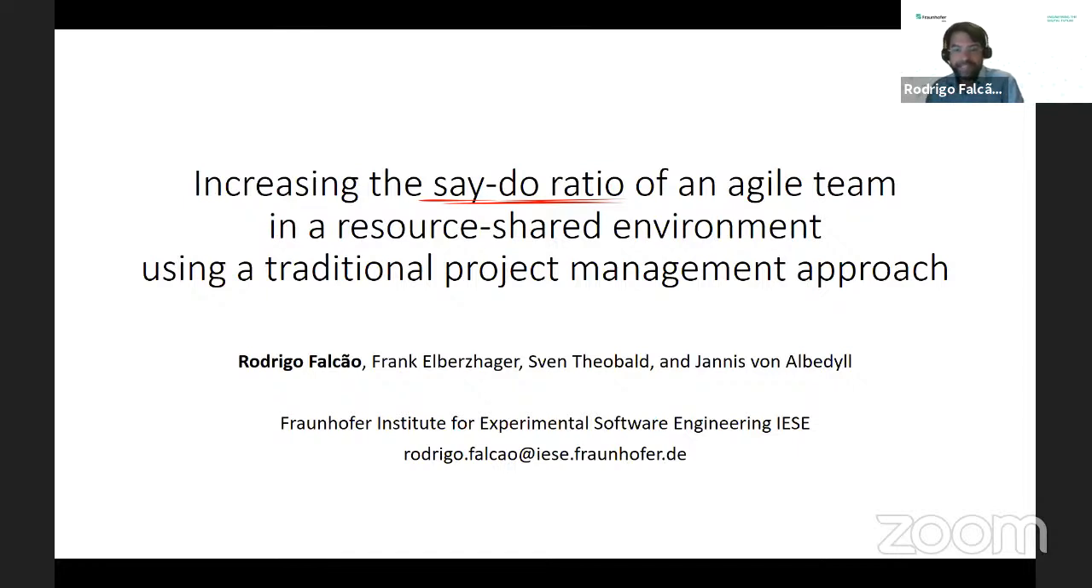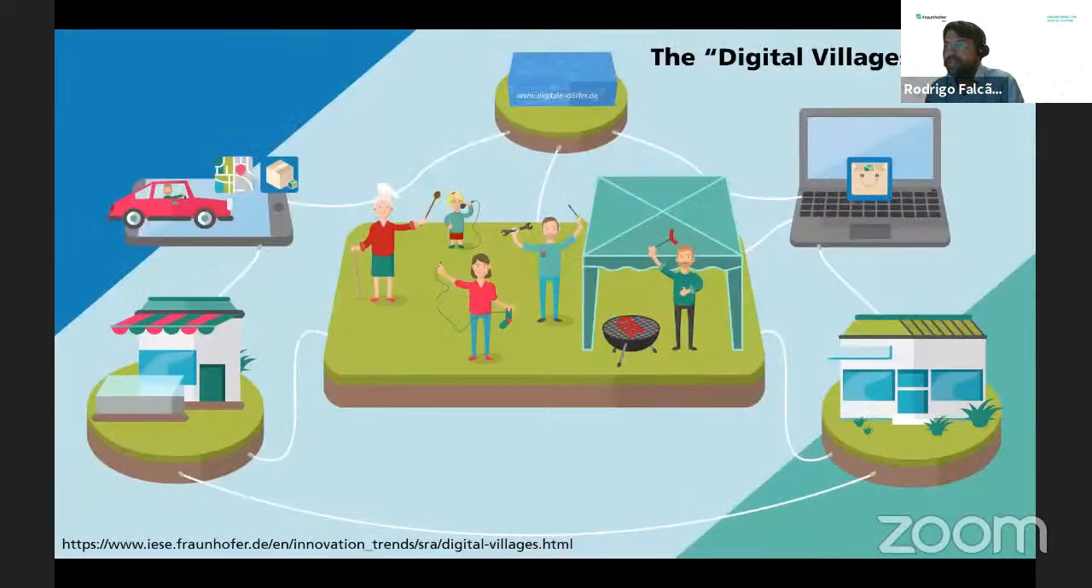This team at our institute has a special characteristic. This team has people that work for more than one project during the sprint, people that work for more than one product. This is what we mean by having a resource-shared environment. I would like to illustrate our context a bit so you understand better what I'm talking about.